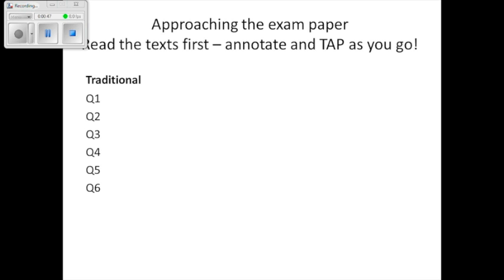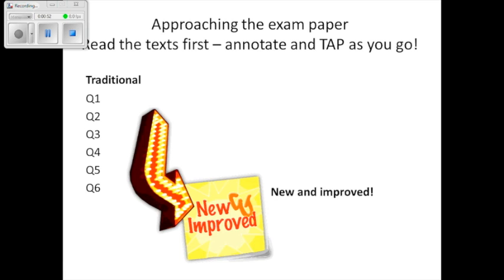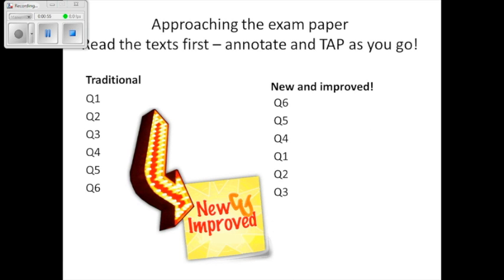Traditionally, you've always been taught to answer the questions from the beginning to the end. However, a more useful approach could be to answer questions 6, 5, 4, and then 1, 2, 3. The reason behind this is because question 6 is worth the most marks on the paper, and then 5 and 4 are both worth 16 marks. You want to make sure that these questions are completed first, as if you do run out of time, you don't want to lose more marks.